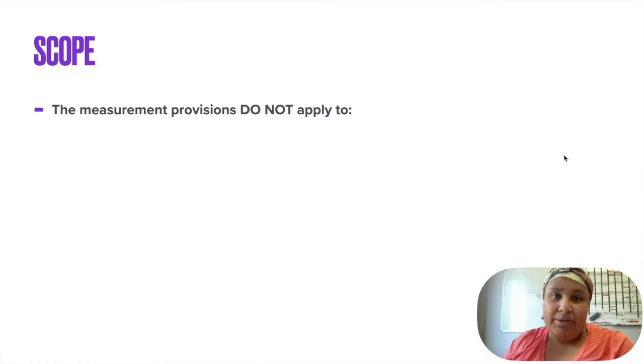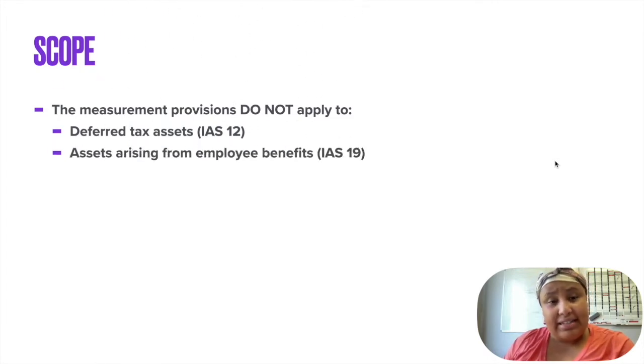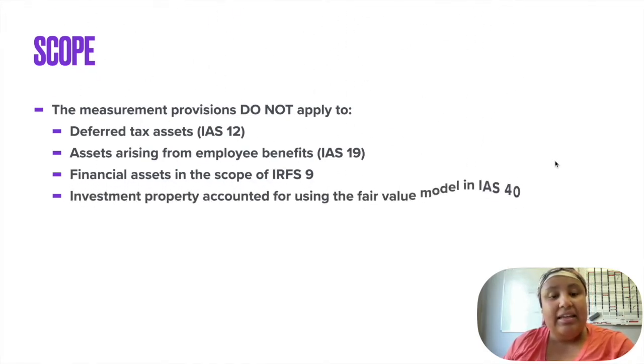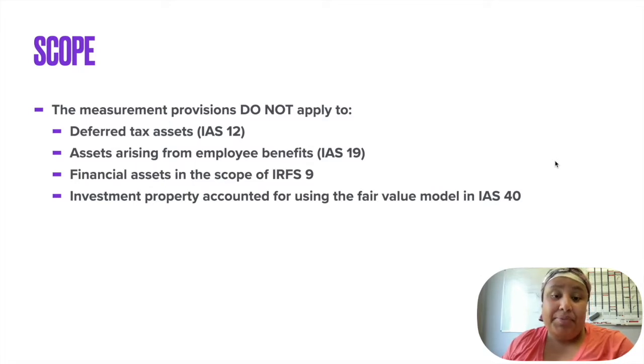So the measurement provisions of IFRS 5 are not going to apply to deferred tax assets. Those are covered in terms of IAS 12 Income Taxes. Also, assets arising from employee benefits are going to be covered in terms of IAS 19. Any assets that are covered in the scope of IFRS 9 are not covered in the scope of IFRS 5. Any investment property that is being recorded using the fair value model in terms of IAS 40 is not within the scope of IFRS 5.